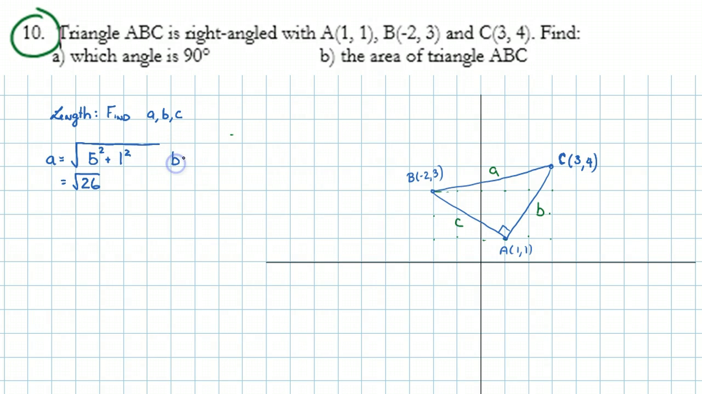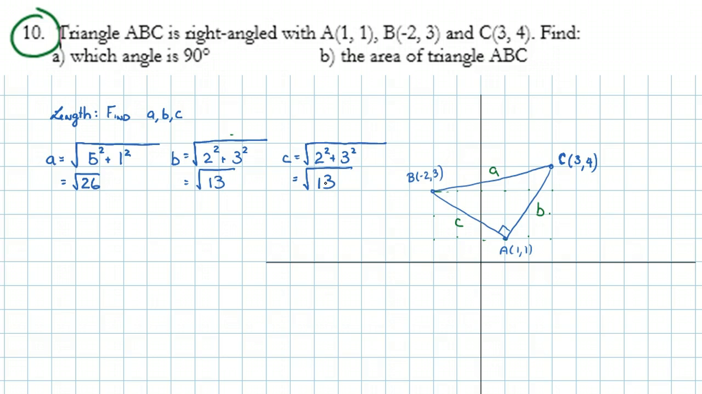If I have a reason to change it into a decimal, then I'll do that. Now we're going to find b. So b is the square root, and again, I'll read it right off the diagram. 1, 2, 1, 2, 3. So 2 squared plus 3 squared, which is the square root of 13. And now I'm going to find c, which is 2 squared plus 3 squared, which is equal to the square root of 13.